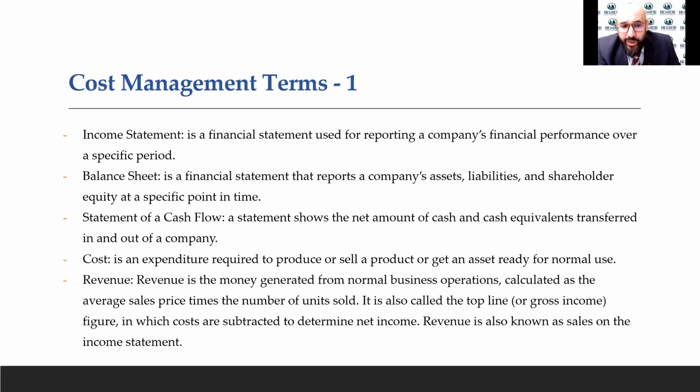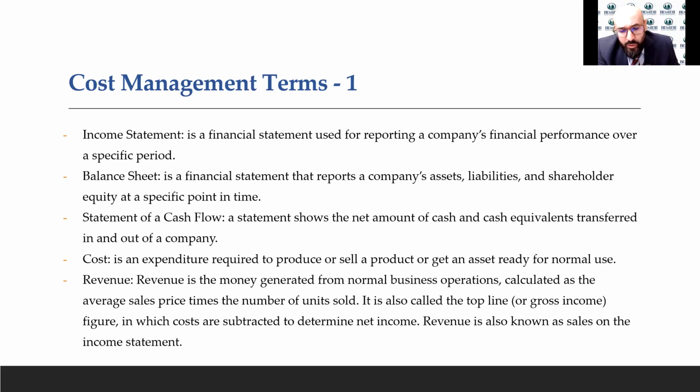Revenue is the money generated from the normal business operations, and this basically comes from the sales price of items multiplied by the number of items that you sold. So for example, if you're selling laptops, each laptop costs $500. You sold 10 of them this week, 10 times 500, so you generated a revenue of $5,000. And this is also called the top line or the gross income.